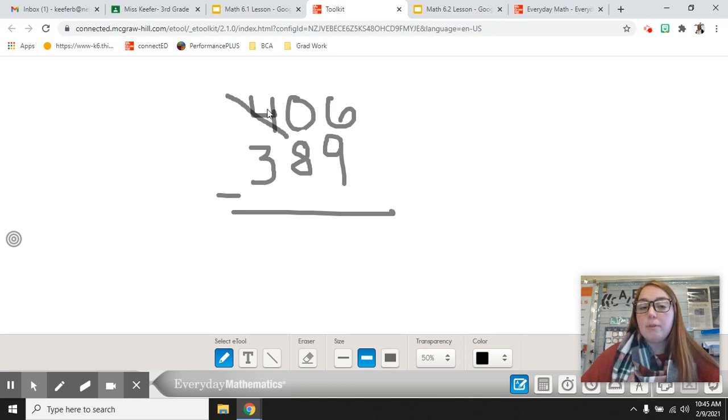We are going to borrow 100 from this 400 to distribute to our tens place. So here, it's not going to be 400 anymore if we're taking away 100 from it. What would it be? It would be 300. So I would draw a 3 up here.